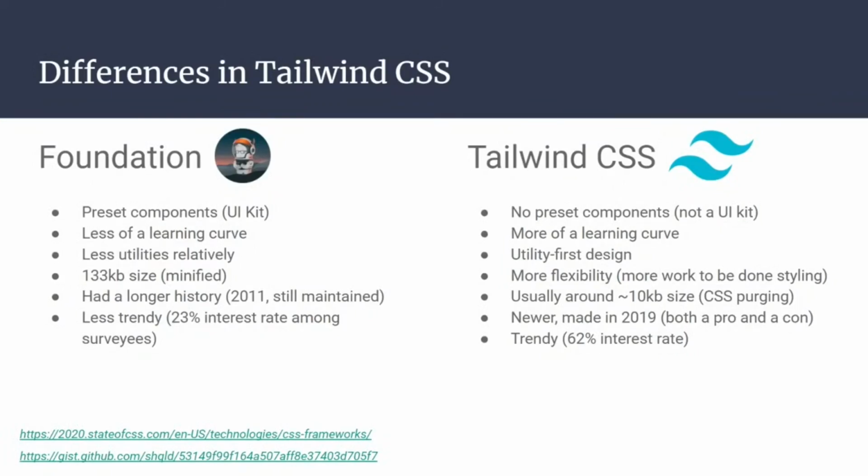Foundation is one large file, so it has a pretty large size, 133 kilobytes, while Tailwind CSS is usually around 10 kilobytes with their method of CSS purging. It really depends on how much of the utilities you use. That's the basic comparisons of Foundation with other CSS frameworks. I will turn it over for a deeper dive into Foundation itself.